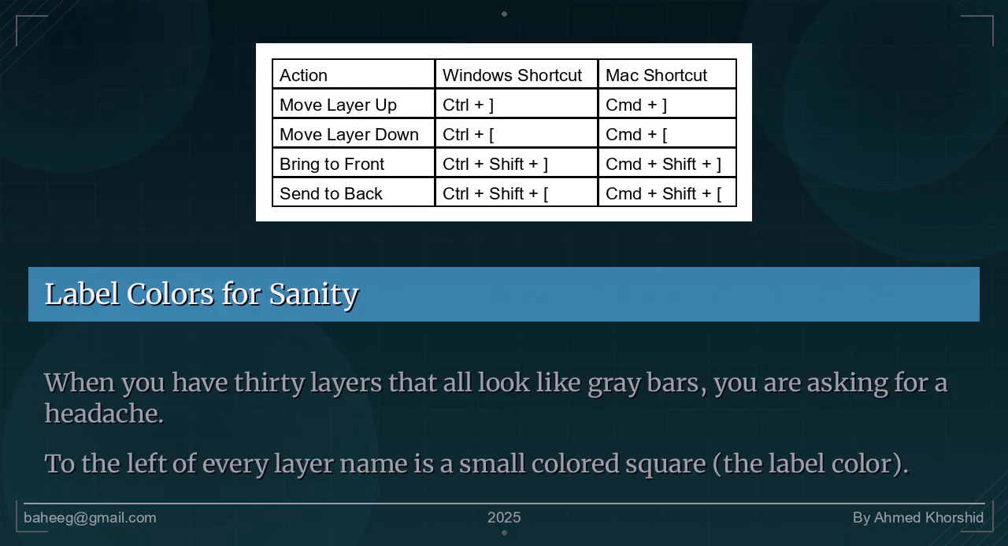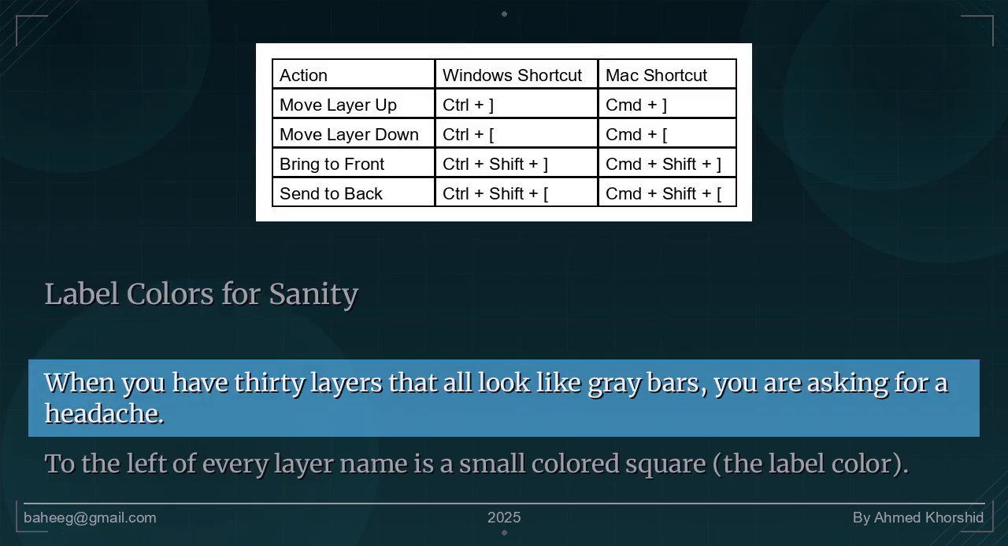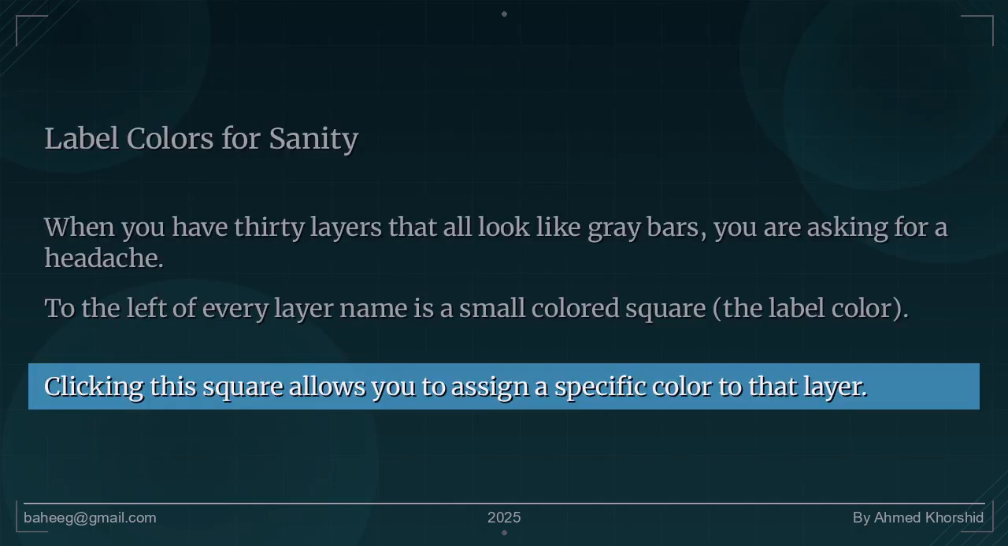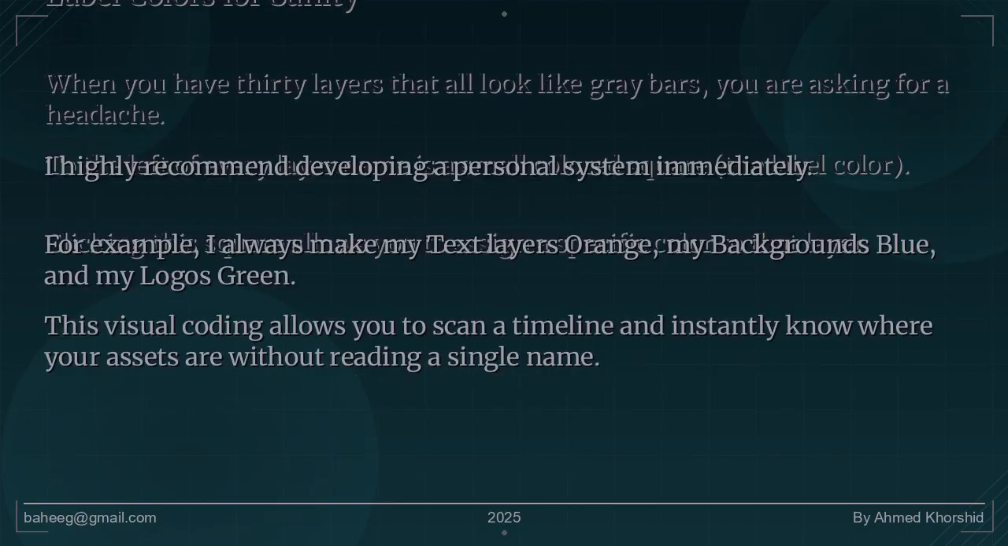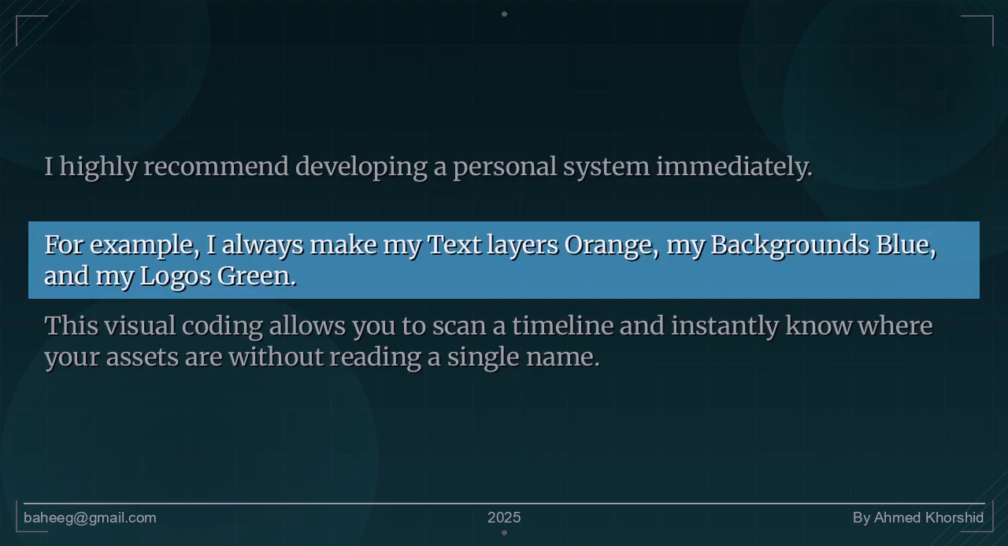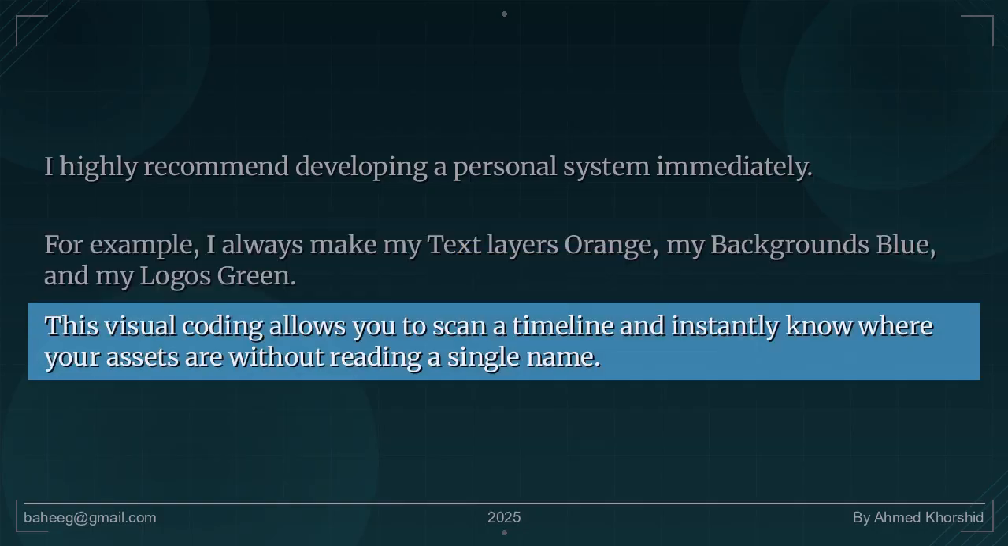Label colors for sanity. When you have 30 layers that all look like gray bars, you are asking for a headache. To the left of every layer name is a small colored square, the label color. Clicking this square allows you to assign a specific color to that layer. I highly recommend developing a personal system immediately. For example, I always make my text layers orange, my backgrounds blue, and my logos green. This visual coding allows you to scan a timeline and instantly know where your assets are without reading a single name.